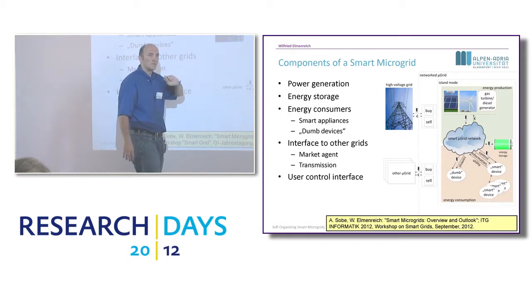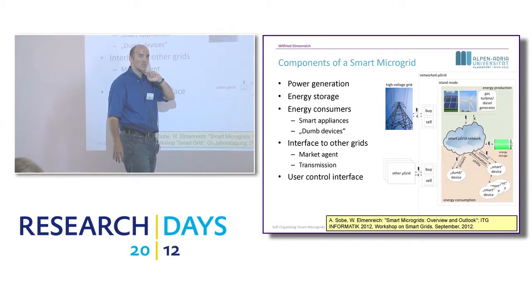Can you have several microgrids on the same distribution grid? I would say yes. Of course, the legal issues for this have to be thought out yet, but I would say yes.